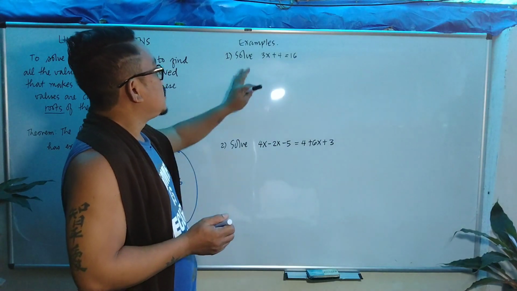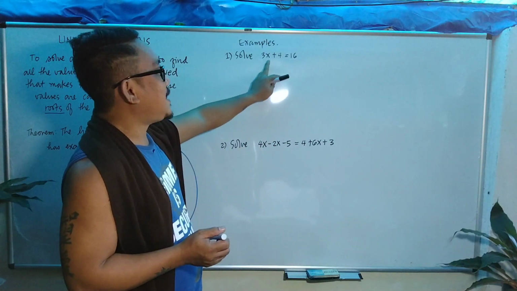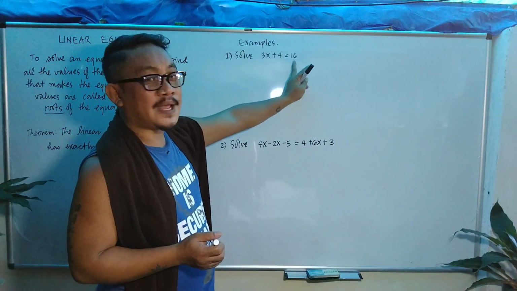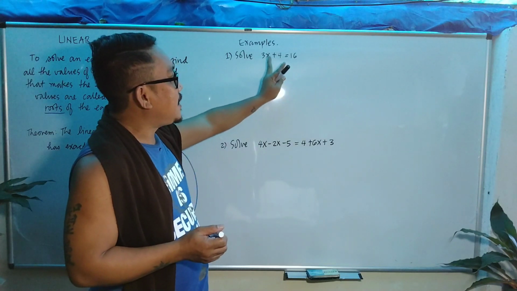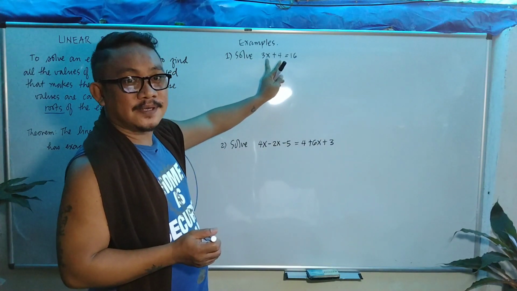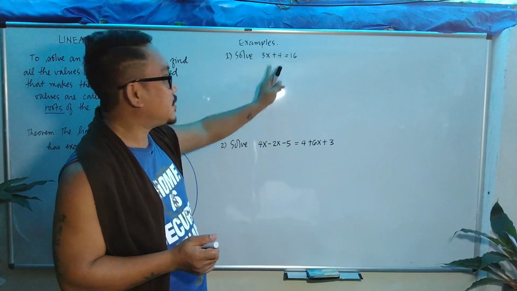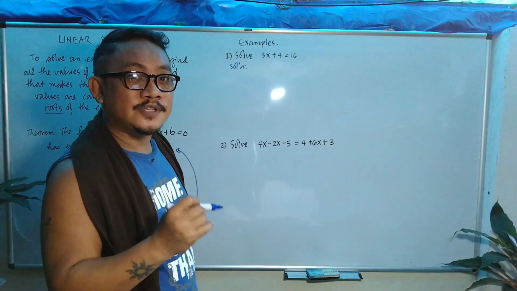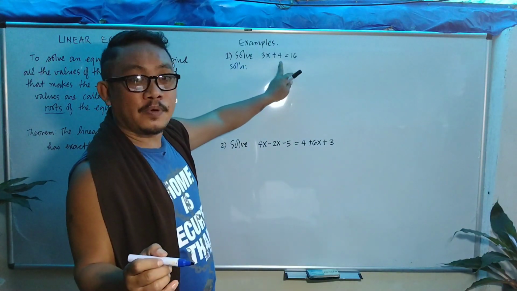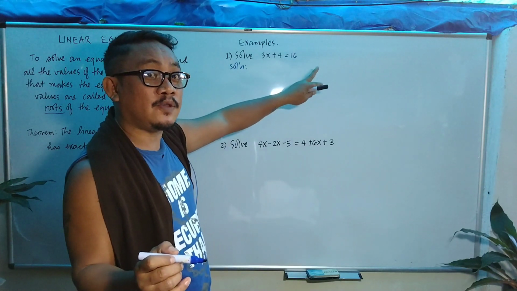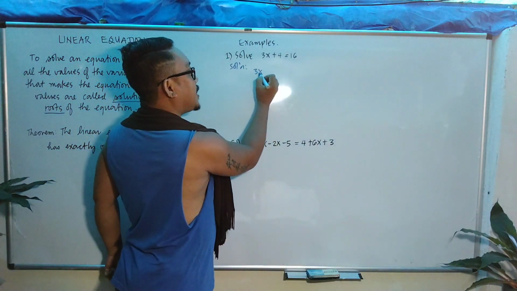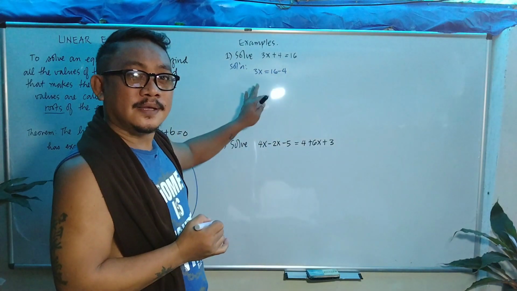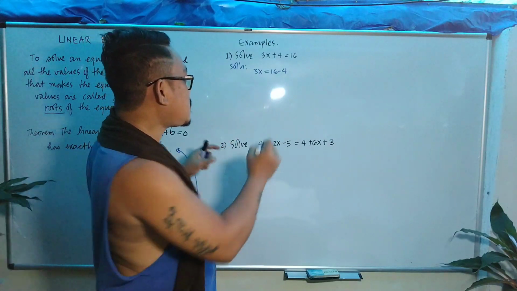Example number 1, solve 3x plus 4 is equal to 16. Now, we have a value at the right side of the equation. Take note, the variable involved here is x. So we need to find the value of x. So, what is the first thing to do? We will transpose positive 4 to the right side of the equation. So you have here 3x is equal to 16 minus 4. Can you follow?